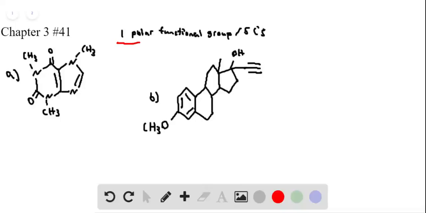of the screen here, which is: for every 5 carbons in a molecule, it needs to have one polar functional group capable of hydrogen bonding in order to be water soluble.